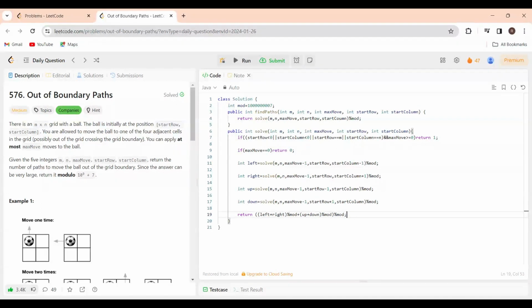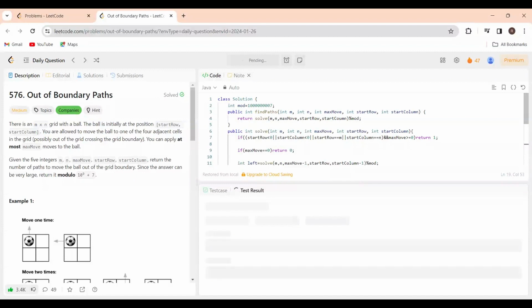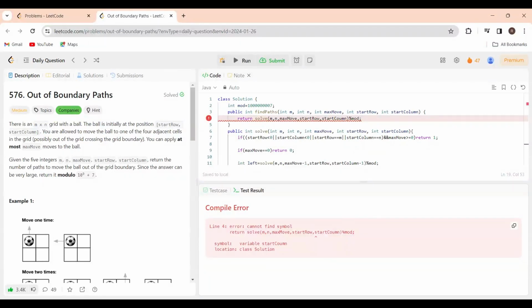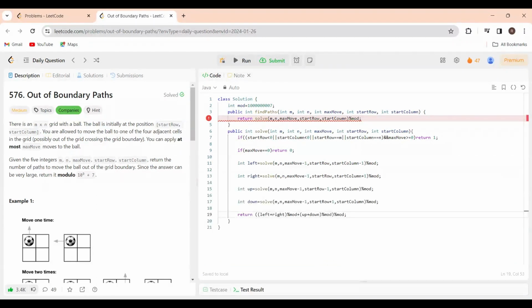So let us quickly run this solution. Let us see whether our recursive solution is working or not. Okay, here I think I'm missing something, I'm not doing anything here. So M and N. What is this?